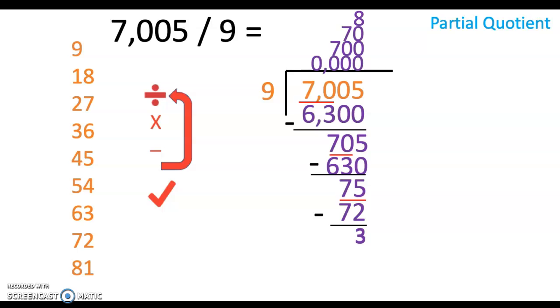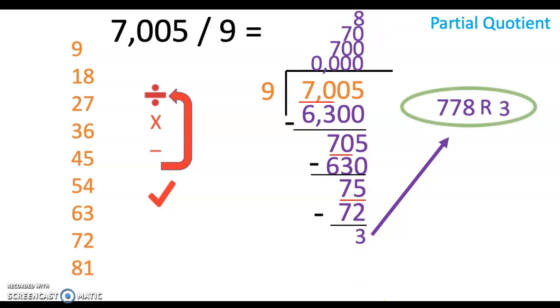Now we have no more place values, so let's do our last step of check. Is 3 smaller than 9? Yes, so it's our remainder. Our answer comes from right over here. Remember, the 0 in the thousands place doesn't have any value because it's at the front. So we have 778 with a remainder of 3.